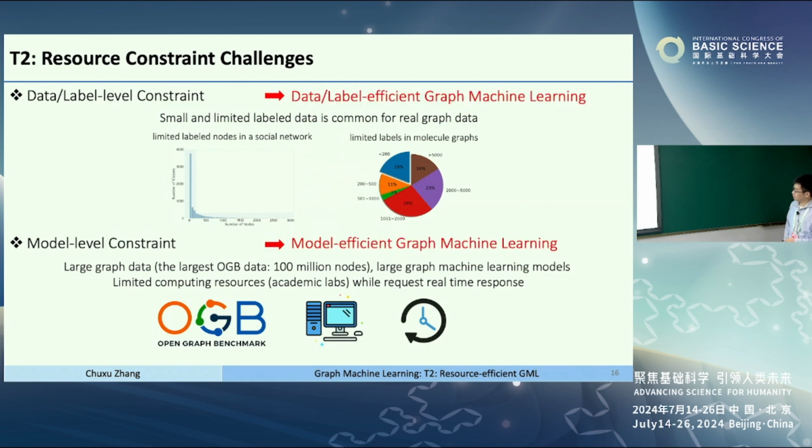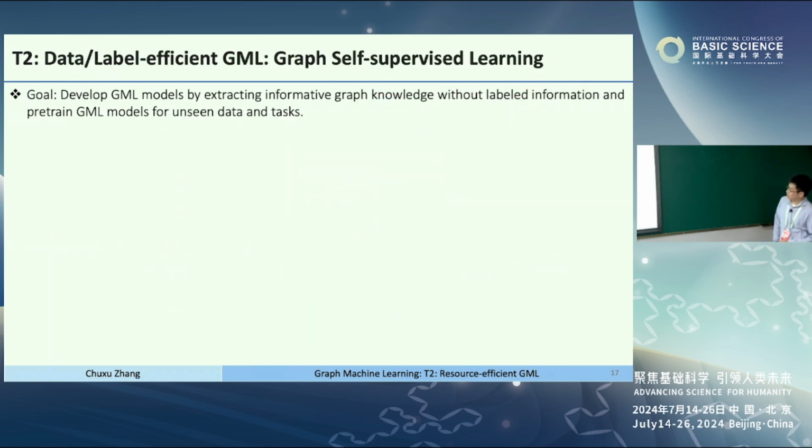So based on these resource constraints, the first thing I work on is label-efficient graph machine learning. The second thing I work on is model-efficient graph machine learning. For label-efficient graph machine learning, there are two typical techniques. The first one is called graph self-supervised learning, which is quite similar to the idea of current pre-training techniques. That means we only use the informative graph data, but don't use any label information of the graph, to train the graph neural network model for downstream tasks, right?